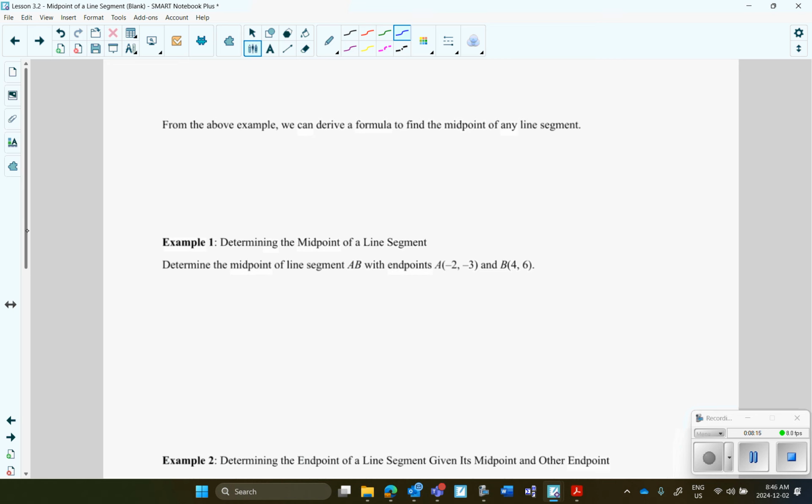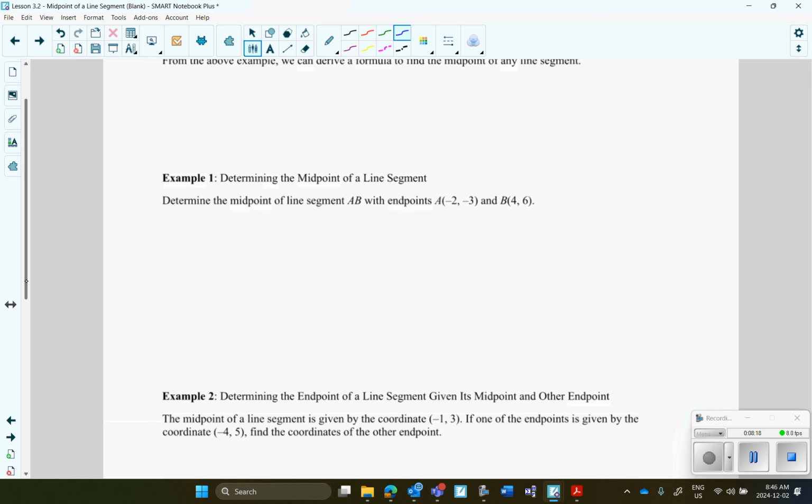Okay, so again, because we have a formula, we don't need a graph, right? If I asked you to find the midpoint between these two, it'd be kind of a pain to graph it, plot point A, plot point B, and then see if you can eyeball the midpoint. Much easier when we have a formula.